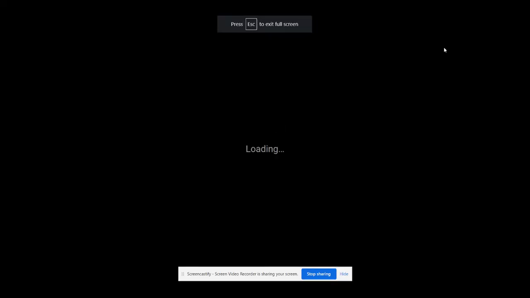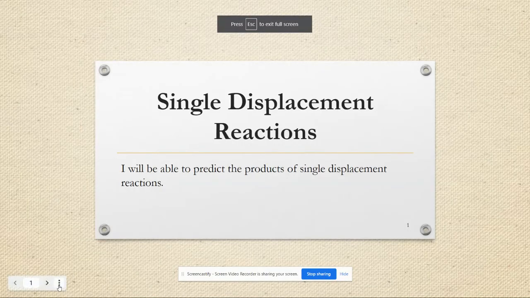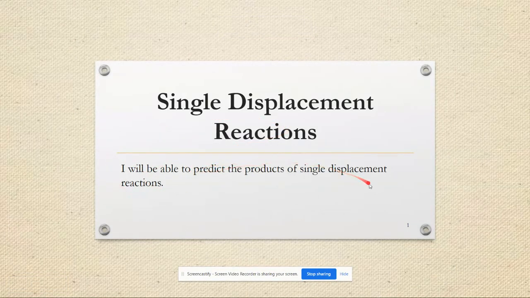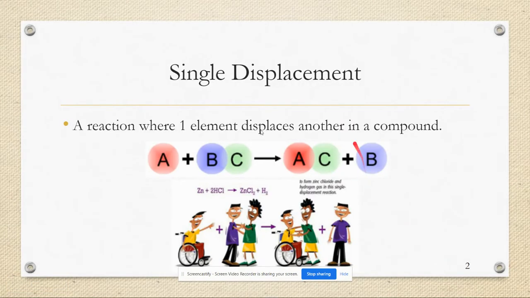In this video, we're going to take a look at single displacement reactions. So we're going to be able to identify single displacement reactions and also predict the products of single displacement reactions. Remember from grade 10 that a single displacement reaction is where you have a single lonely element reacting with a compound, and that element will kick out one of the elements in the compound and become part of that compound. So for example, A kicks B out, A is now part of the compound, and now B is alone.